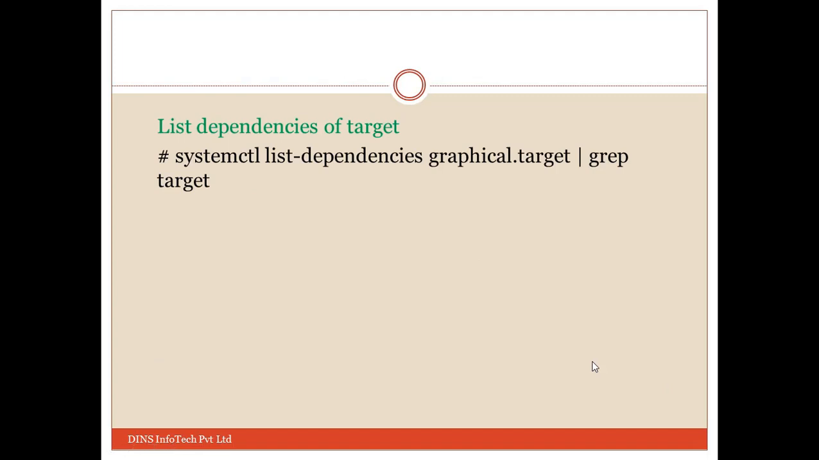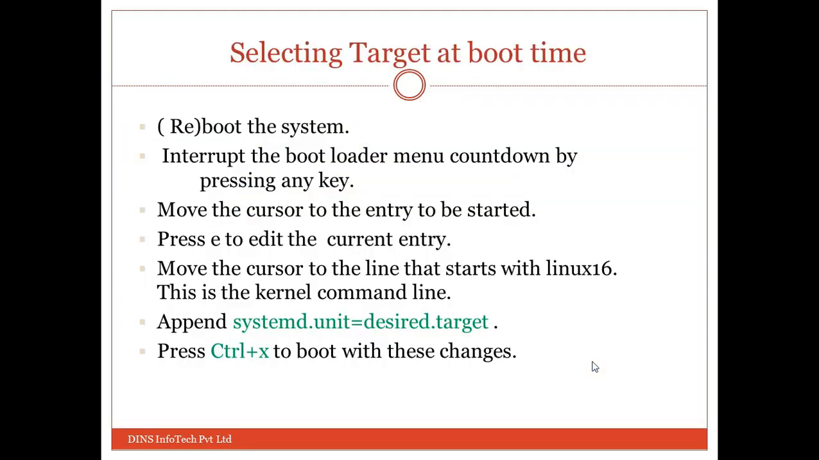This command shows the list of dependencies of the specific target. Here it shows the dependencies of graphical target. So graphical target includes graphical as well as multi-user target. So it will show the dependencies for graphical target. It will show both the targets, graphical as well as multi-user.